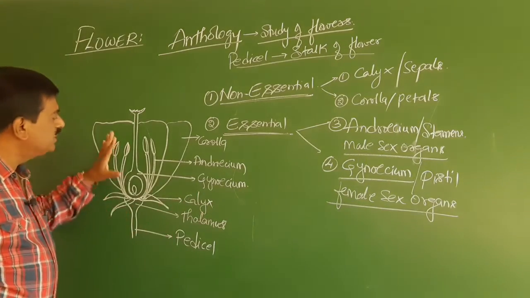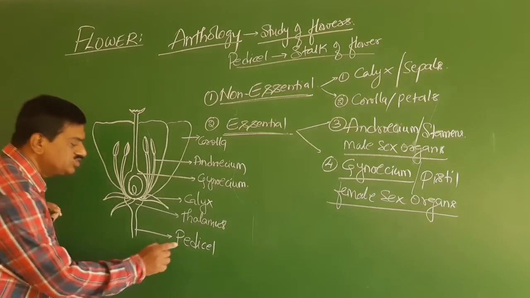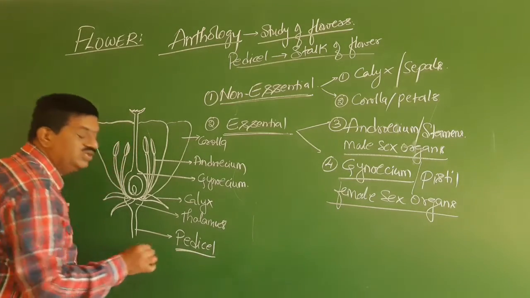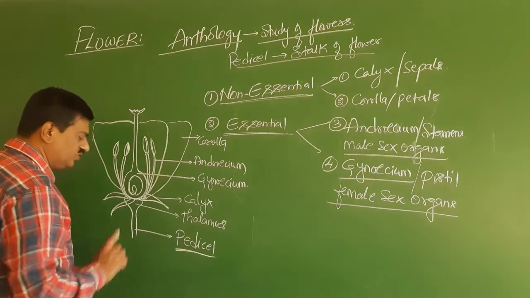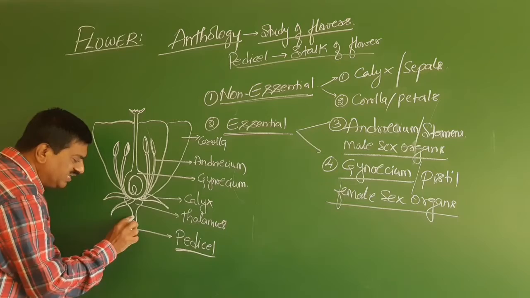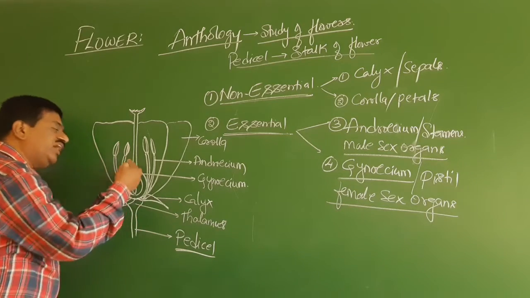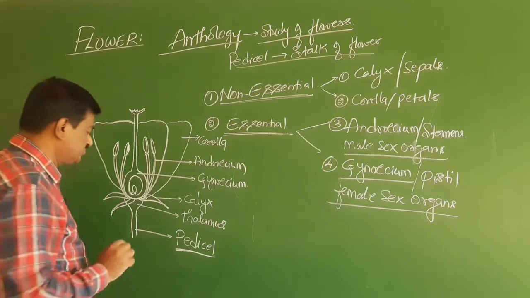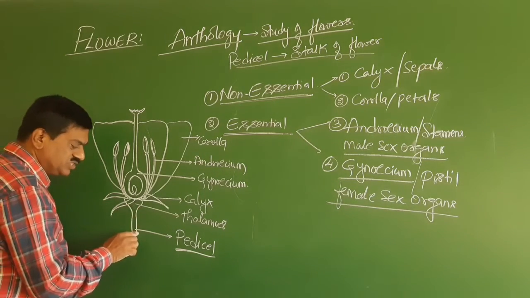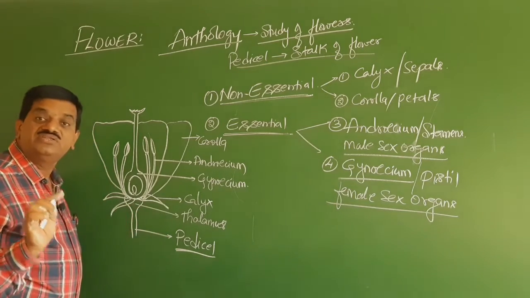So we are going for the parts of a typical flower. When you take a stalk, the stalk of the flower is always called pedicel. So the stalk of a flower is pedicel. The pedicel ends with the thalamus. On the thalamus, the floral parts take their origin.